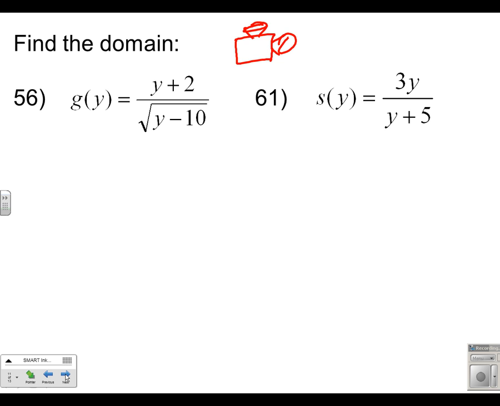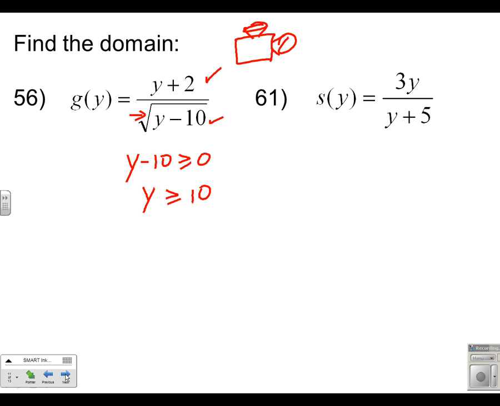So I just go through step by step. Can I add 2 to any number? Yep. Can I subtract 10 from any number? Yep. Can I take the square root of any number? No. Y minus 10 has to be bigger than or equal to 0 for me to take the square root. So y has to be bigger than or equal to 10.